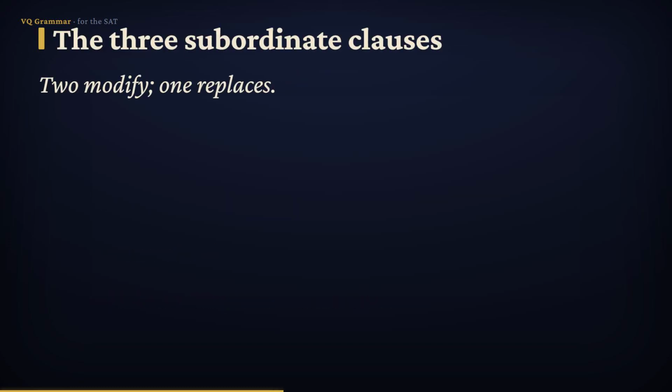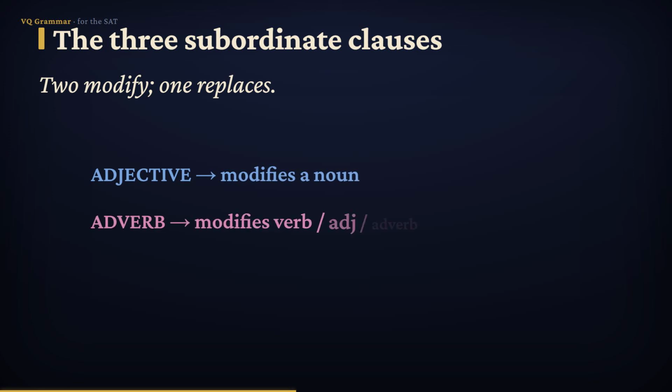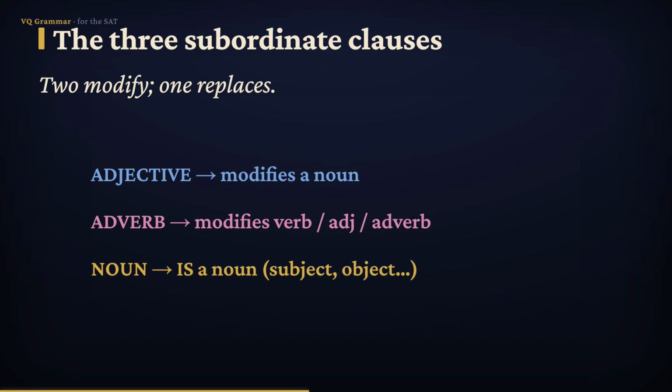Let's step back and see all 3 subordinate clauses together. An adjective clause modifies a noun. An adverb clause modifies a verb, adjective, or adverb. And a noun clause doesn't modify at all. It is a noun, filling a noun's role. That's the big distinction. Adjective and adverb clauses modify another word, while a noun clause replaces a noun. 3 clause types, 2 that modify and 1 that stands in.